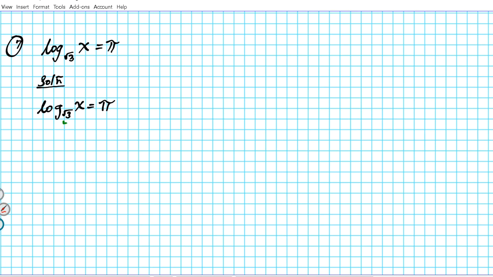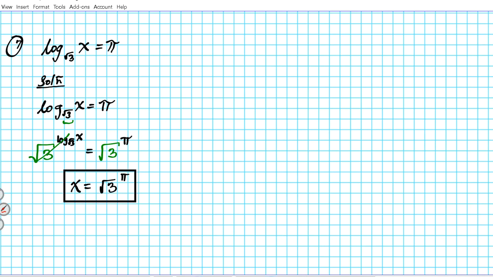The base of this log is root 3. So what are we going to do? We're going to put a big root 3 on both sides of the equation, so root 3 on the left and root 3 on the right. And then this gets exponentiated, a little log base root 3 of x, and then here you have a little pi as the power. On the left side, root 3 and log base root 3 are inverses, so that's gone, goodbye. And then the final answer: x is equal to root 3 raised to the irrational power pi. That is the exponential form of the original logarithmic equation.